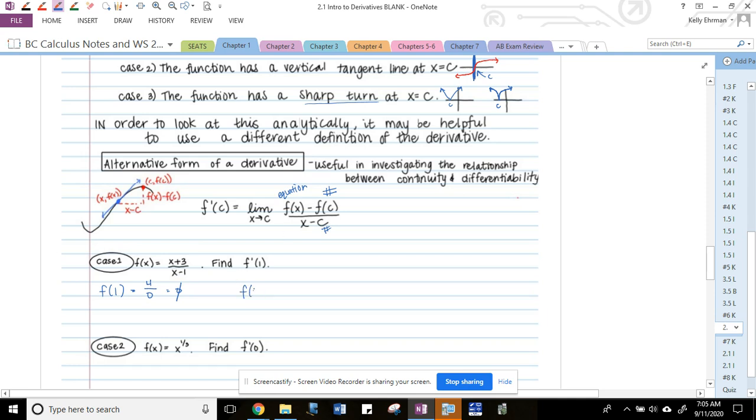So f of x is not differentiable at x equals 1. Why? Because f of 1 equals no solution. And that's what I would write on my AP test or on my quiz on Wednesday, whatever.